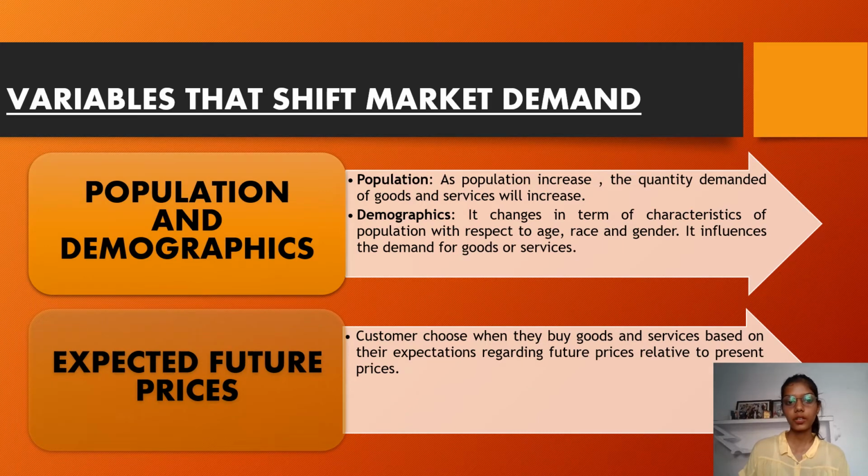Fourthly, population and demographics. Population: as the number of people increases, the quantity demanded also increases because they want more things. Demographics: it changes the characteristics of a population with respect to age, race, and gender. It influences the demand for goods.